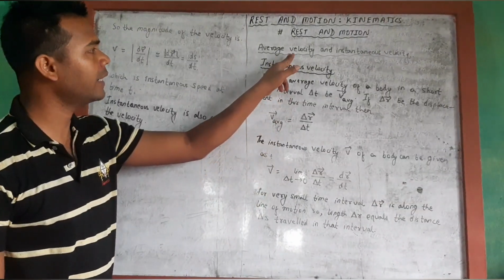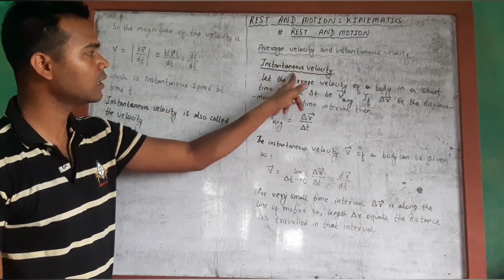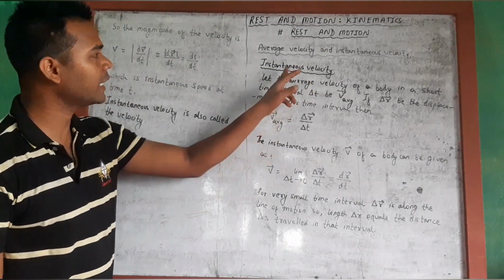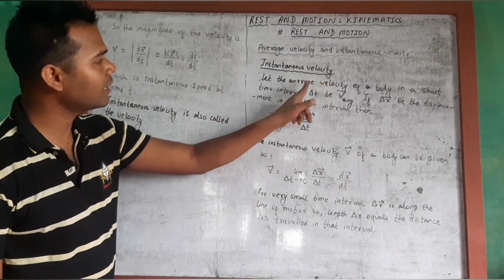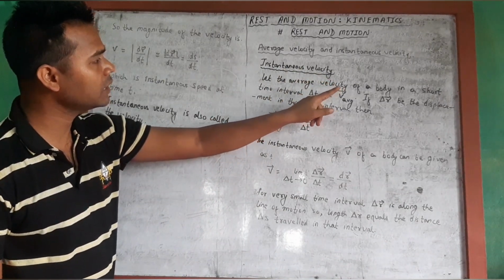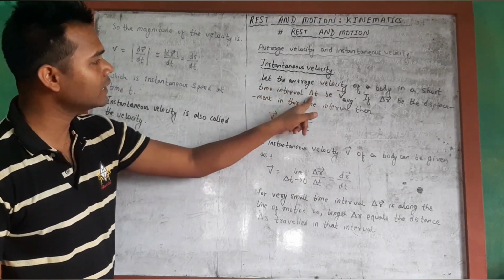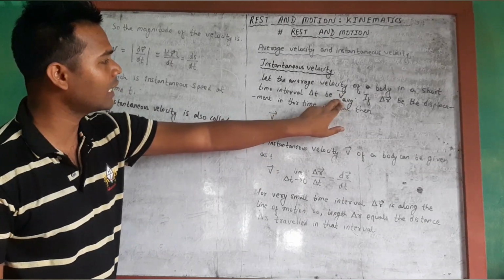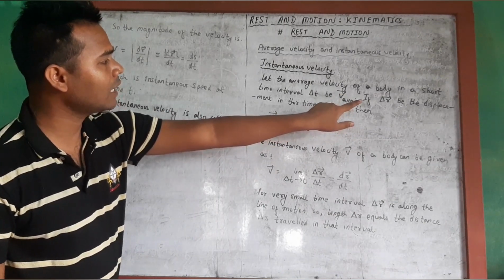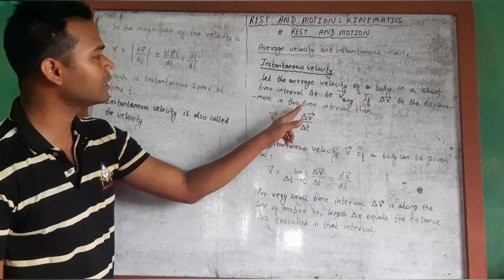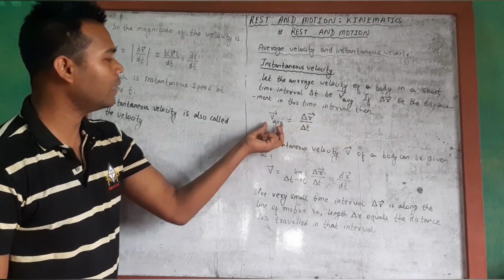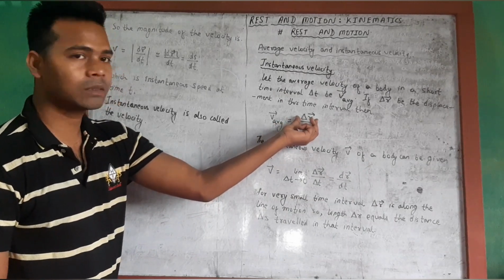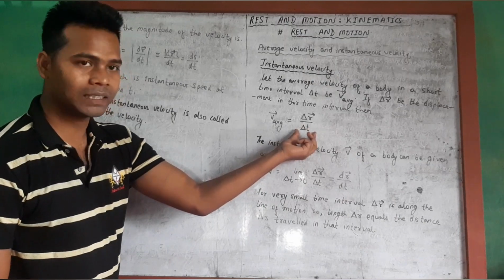Now let's talk about instantaneous velocity. Let the average velocity of the body in a short time interval del t be denoted like this, an average vector. If del r vector is the displacement in this time interval, then average velocity is equal to the displacement vector, del r vector, divided by del t.